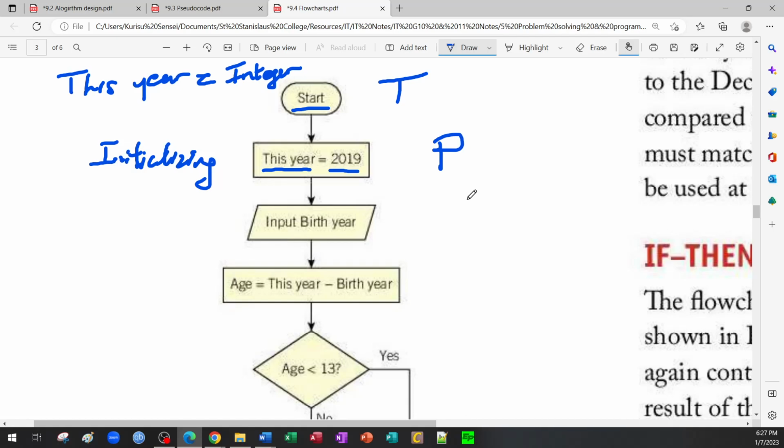The next symbol is our input-output symbol, and here we are inputting a value into the variable called birth year. So say for example we're going to input 2010.